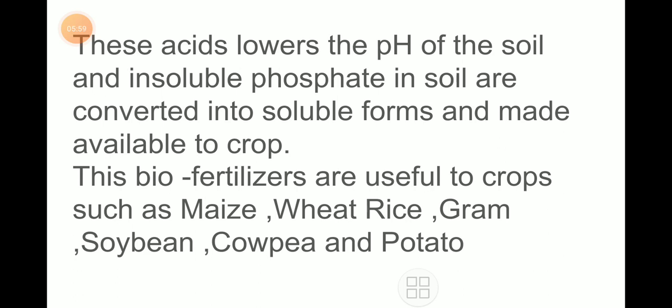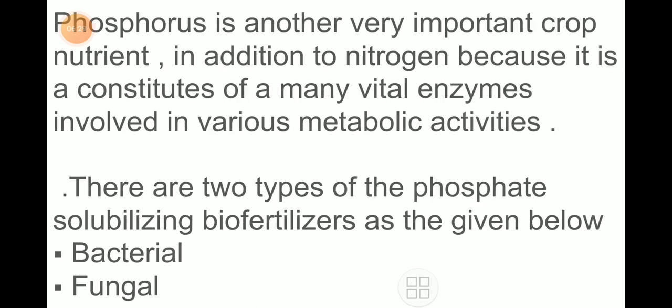These biofertilizers are useful to crops such as maize, wheat, rice, gram, soybean, cowpea and potato. For which type of plant? When we want to make them give more and more yield, at that time we have to look after this phosphate solubilizing biofertilizer. We have to add it to maize, wheat, rice, gram, soybean, cowpea and potato.